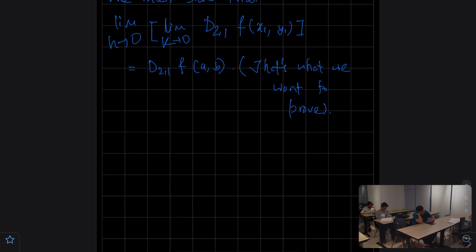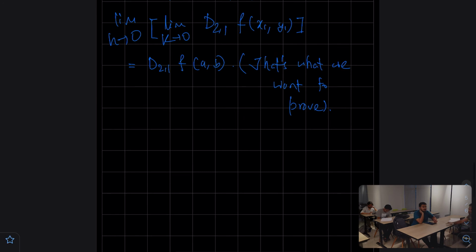Okay, so we have it. Our goal is clear. What do I mean by clear? That means all the things depend on D21. However, there is one caveat. I can't just go ahead and say this is true. I demanded that D21 is continuous, right? D21 is continuous at (a, b), I demanded. So you can say this is trivially true, so our theorem is proved. However, there is one problem.